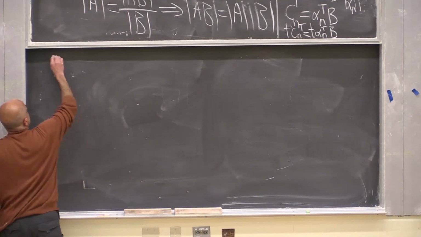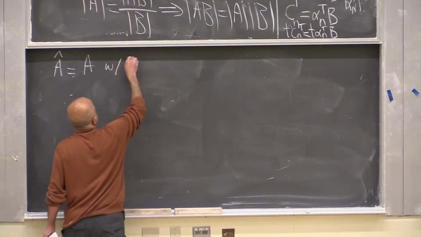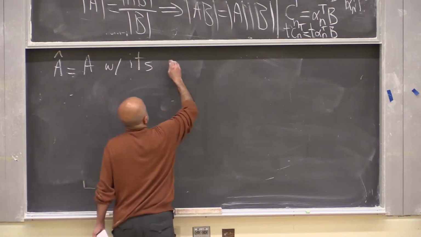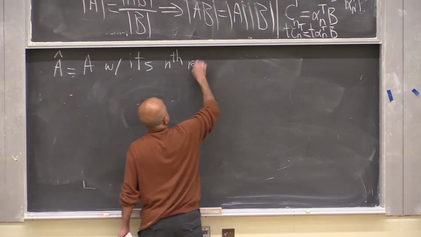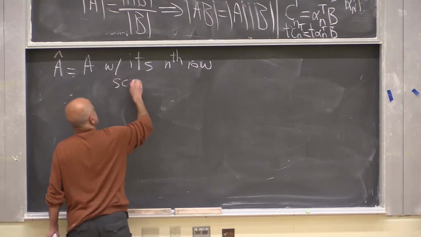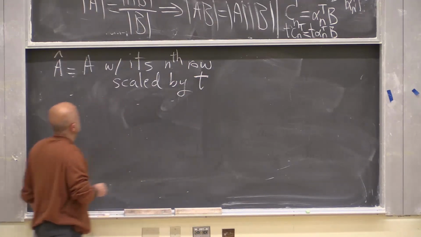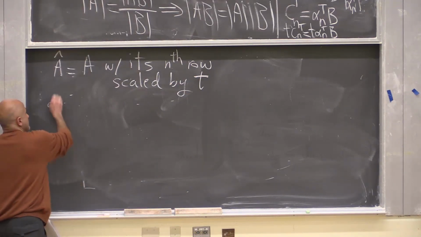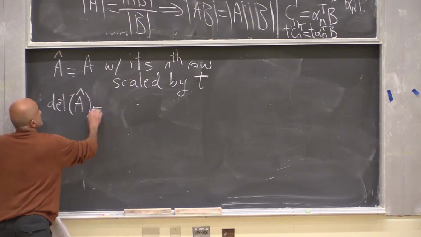So let's say A hat is A with its nth row scaled by T. What happens? What is the determinant of A hat?